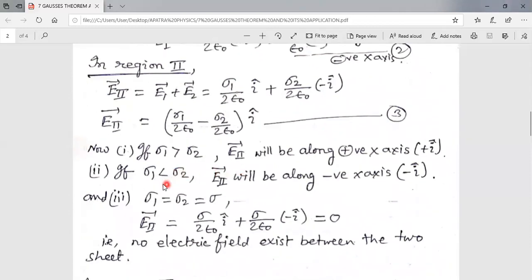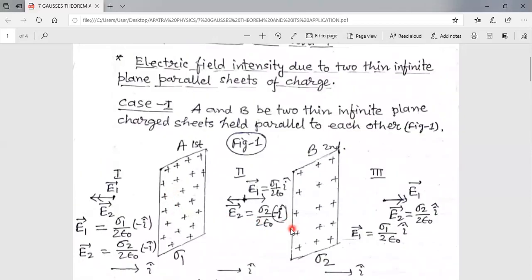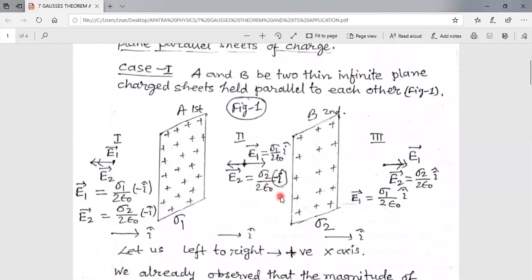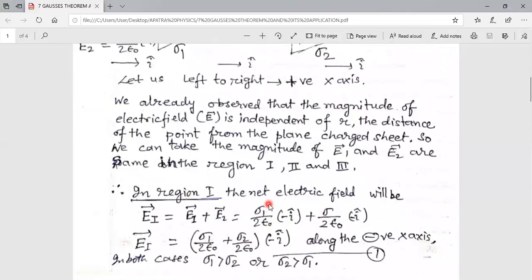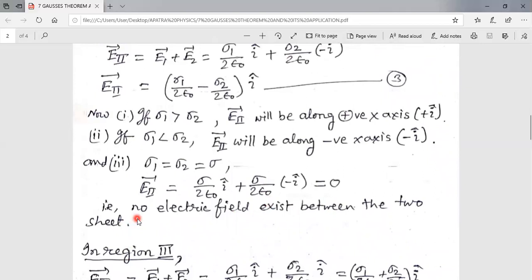But if sigma 1 is less than sigma 2, that means the numerical value of sigma 1 is less than sigma 2. In such a case, the resultant will be from second to first, that is along the negative x-axis, and that will be sigma 2 by 2 epsilon naught minus sigma 1 by 2 epsilon naught along the negative x-axis. The value will be the same, but the direction will be along the negative x-axis.